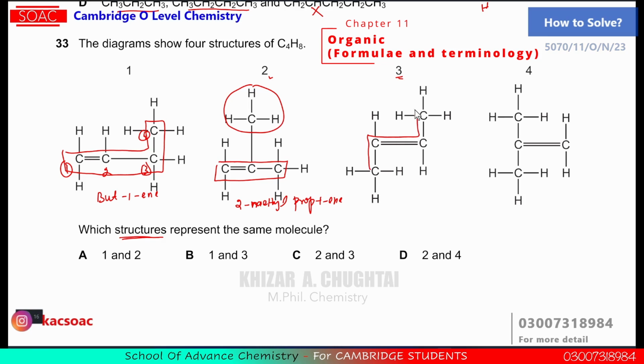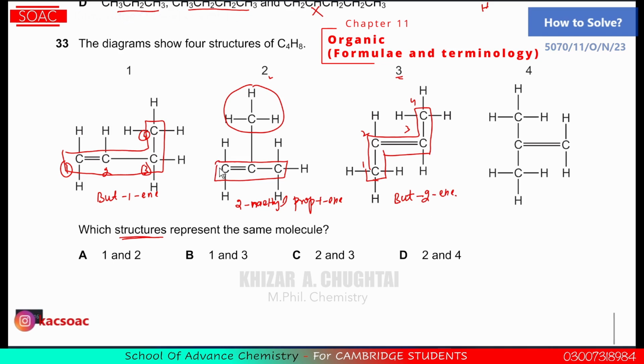Again, this one is the longest chain. I mean, there is the longest chain having all 4 carbon atoms, and so the 4 carbon atom chain starts from but-, dash 1, 2, 3, 4. So the double bond is lying over here at 2, so it is but-2-ene. Again, if you want to mark the numbering, this is carbon number 1, this is carbon number 2, and this is carbon number 3. So 2-methyl, yes, 2-methylpropene.